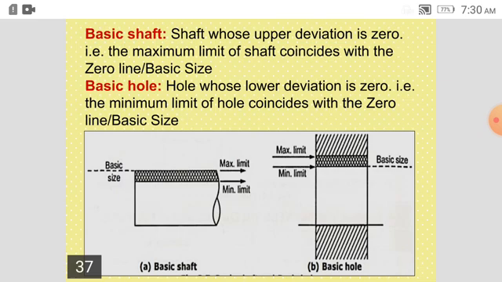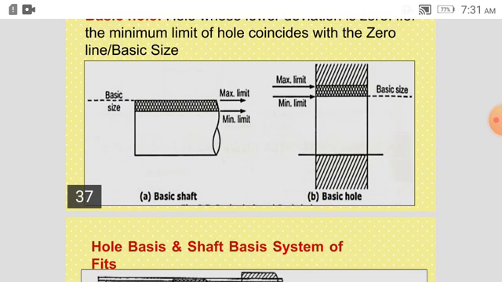Then the basic hole, which hole is taken as basic hole? That where the lower deviation is 0. That is, the minimum limit of the hole coincides with the basic size. So this is the basic hole, this is the basic shaft, the diagram for that. This shaded region shown is for the tolerance zone.